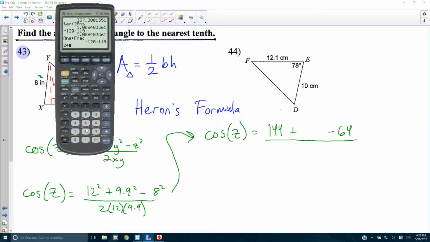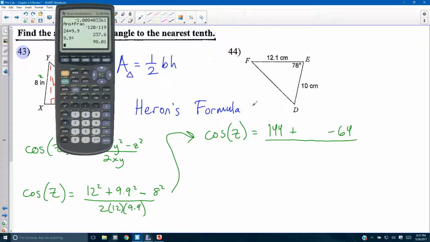Let's start with the bottom. 24 times 9.9 will give me 237.6. Okay, keep that in mind. And 9.9 squared looks like it's 98.01. So here we go. 98.01 right here. On bottom, we have 237.6.